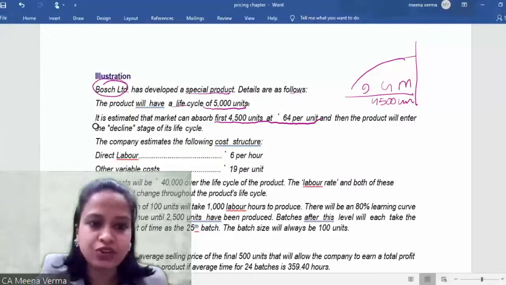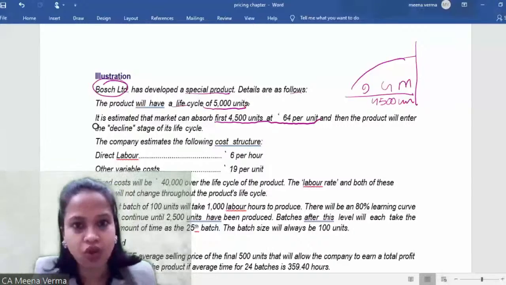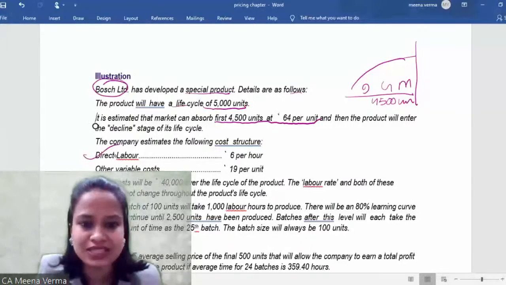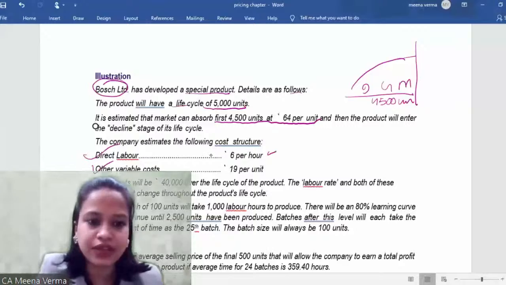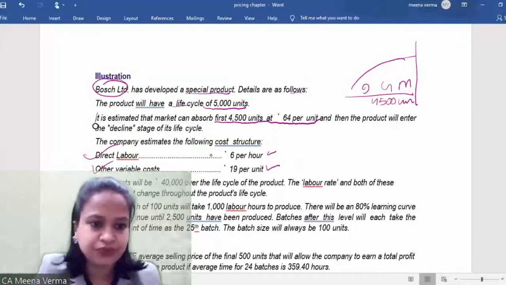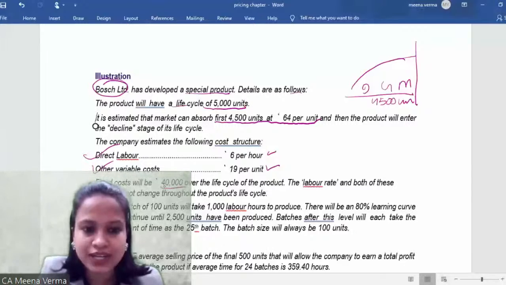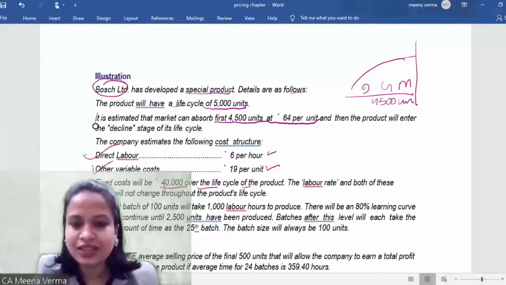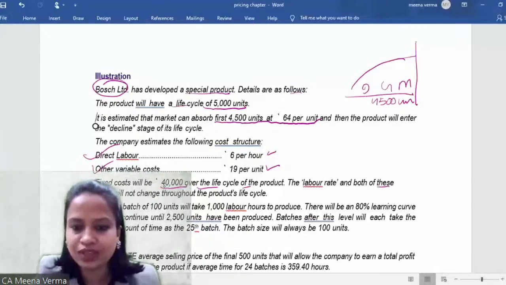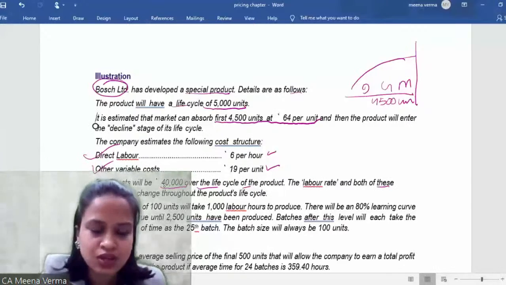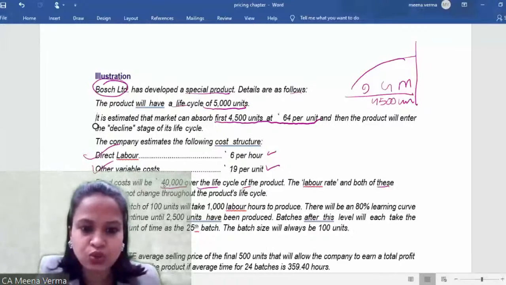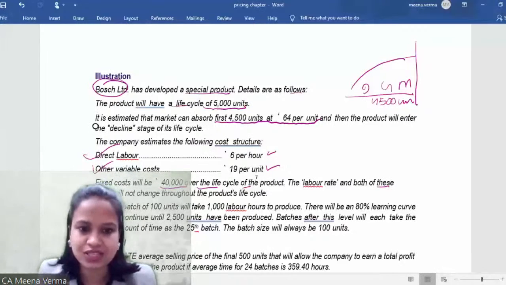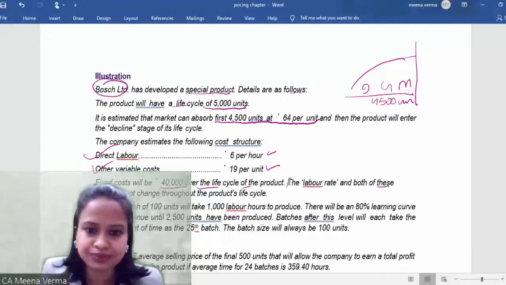Now the company estimates the following cost structure. The direct labor is given here. Other variable cost is given here. The fixed cost will be 40,000 over the life cycle of the product. The labor rate and both of these costs will not change throughout the product life cycle. So these are the information which we have.